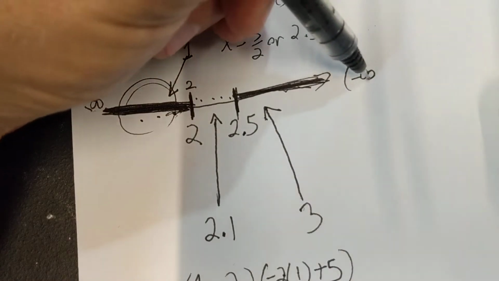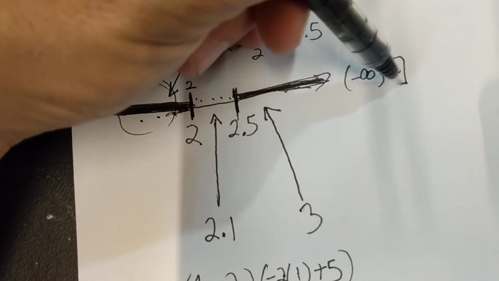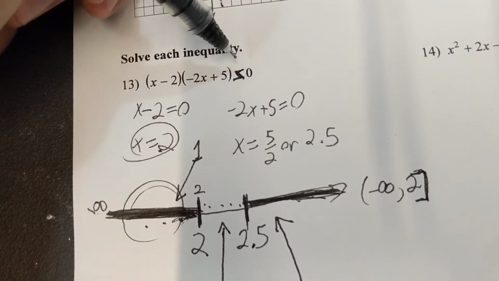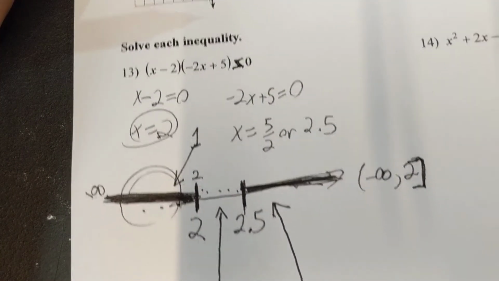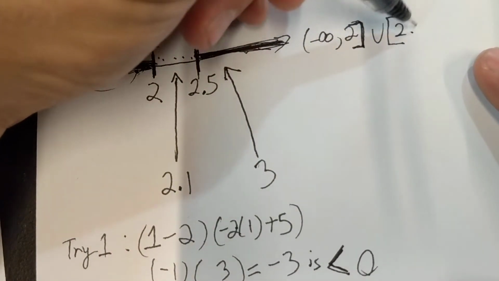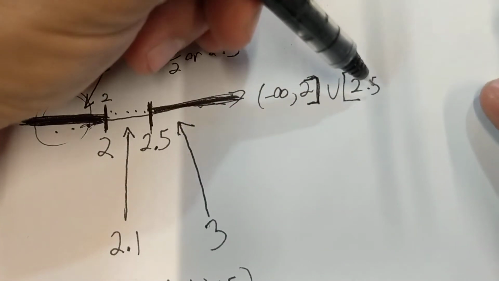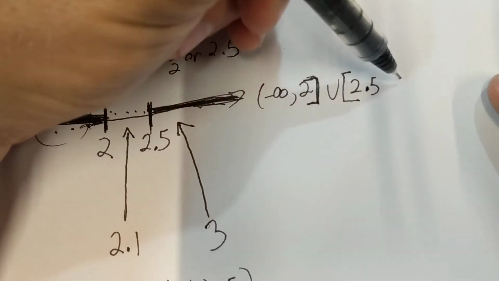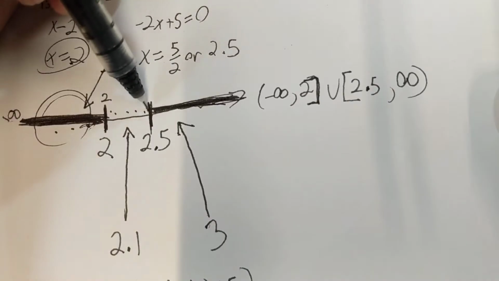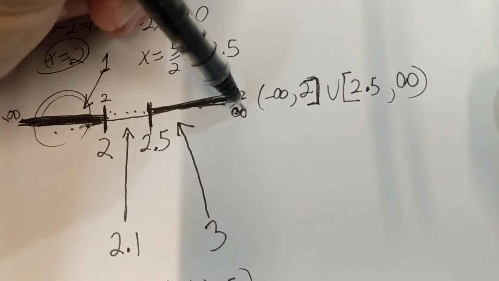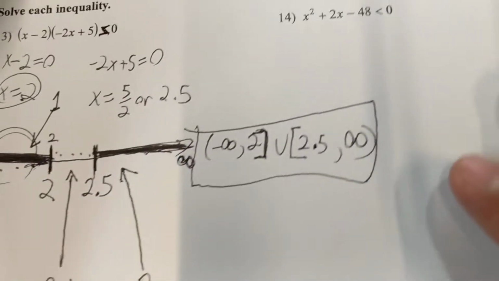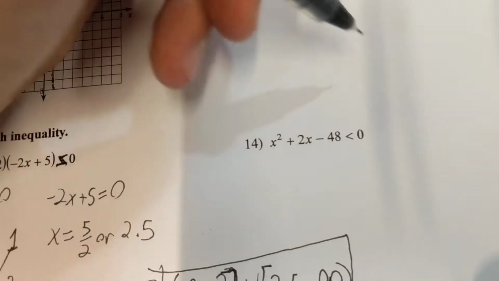Positive infinity all the way to 2, inclusive of the 2, because of the little equal sign under here, equals 0 works. And then again, union that with 2.5, or 5 halves, all the way to positive infinity, because this other side works from 2.5 all the way to positive infinity. Also works for what we want. Ta-da!